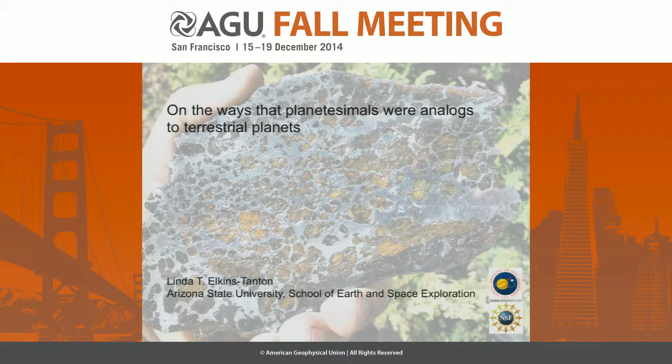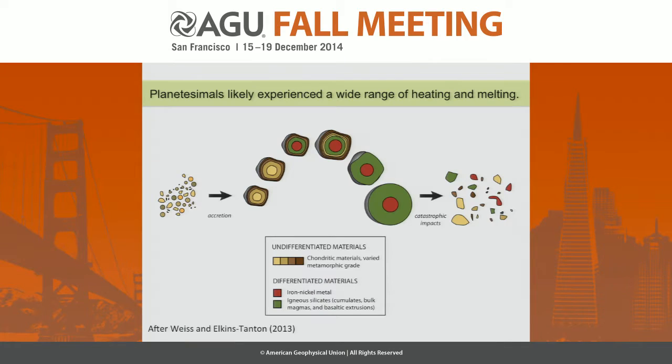Hello, everyone. Although the title says on the ways that planetesimals were analogs to terrestrial planets, it won't perhaps surprise you to hear that my main point is that they were not analogs to terrestrial planets, but in fact very, very different from them. And so I'm going to talk about differentiation and deep silicate processes, what sort of surfaces or crusts there might be, and also a little bit about cores, and kind of give an overview of where we are.